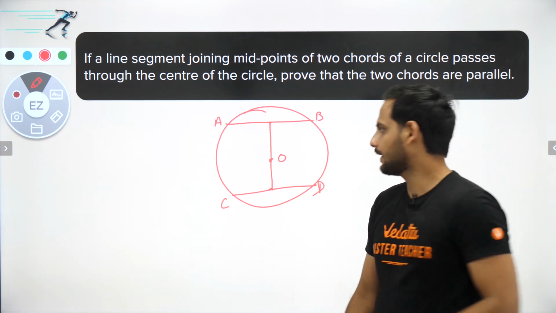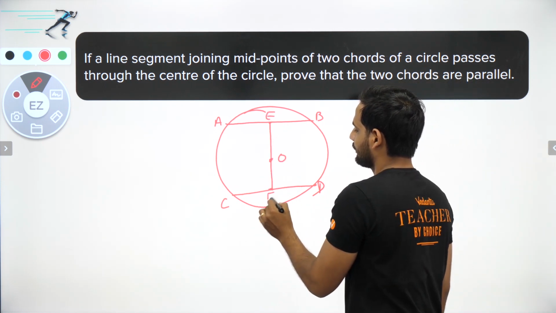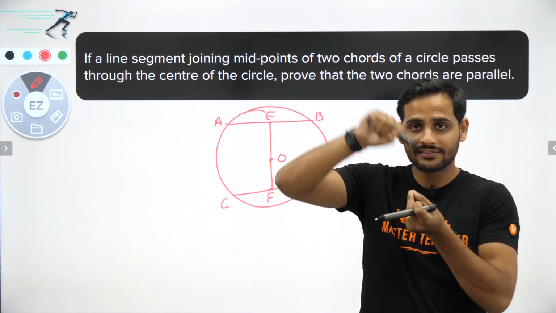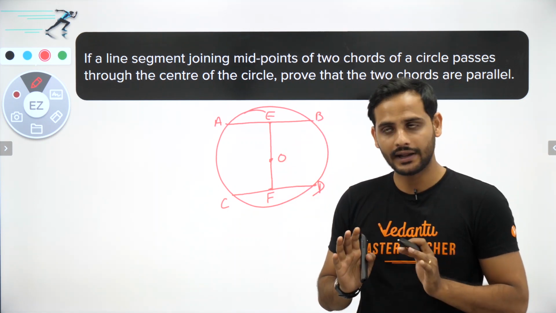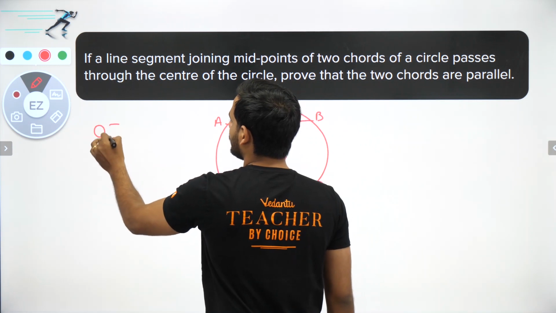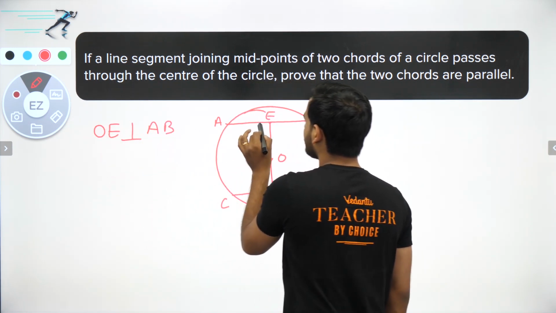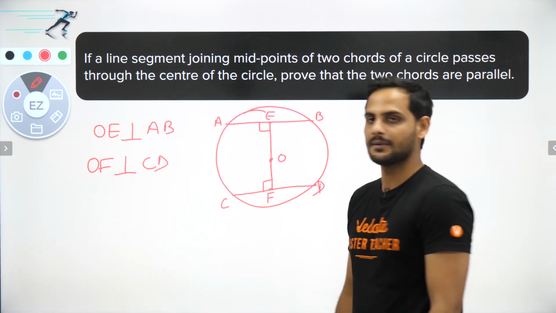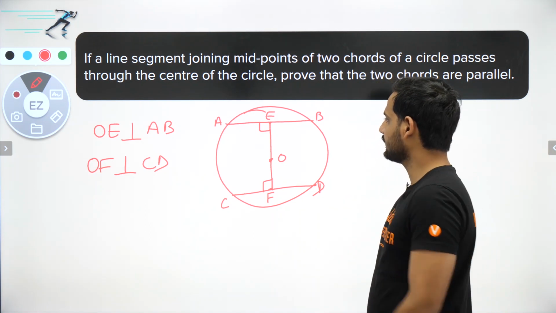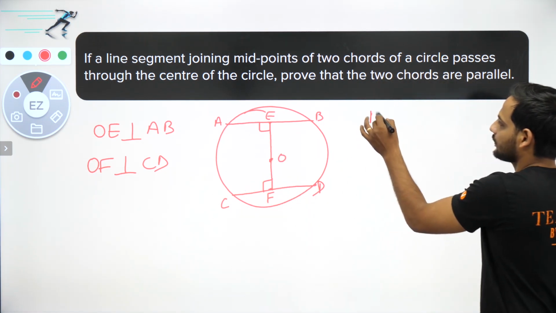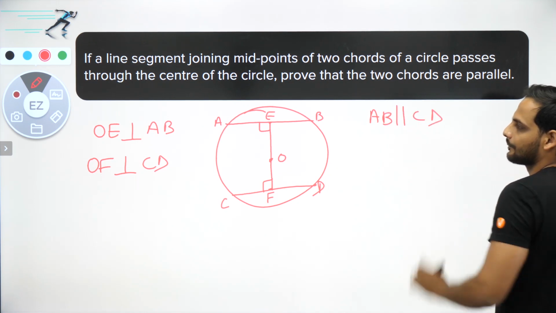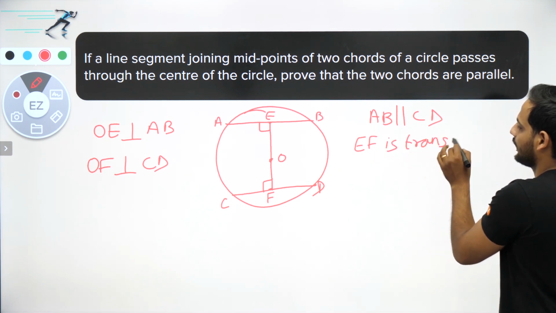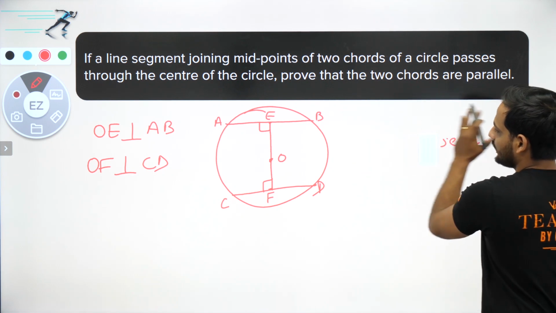Correct? You know one thing, let's say it is E and F. You know one thing, the line joining the center of the circle to the midpoint of a chord, this line will be perpendicular to the chord. This theorem we have done, right? So I can say, sir, it means OE will be perpendicular to AB and OF will be perpendicular to CD. Correct? Theorem I have used. If it is true, now you can see, if I look at AB and CD, we have to prove that AB is parallel to CD.